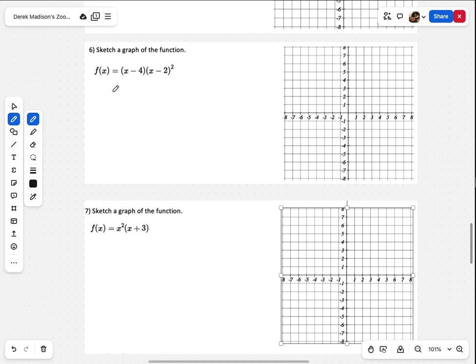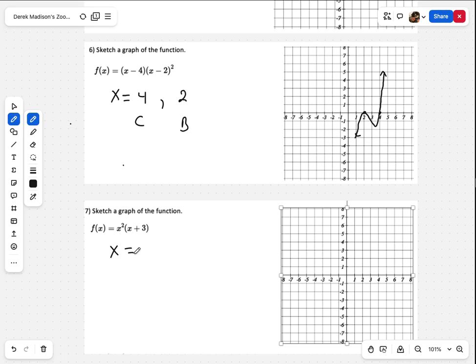So another x cubed. This one's going to be x equals 4 and 2, and this is going to bounce, and this is going to cross. So there's 2, there's 4 cubes, so it's going to come in from the bottom. We're going to bounce off of the 2 and then come back and cross on the 4.